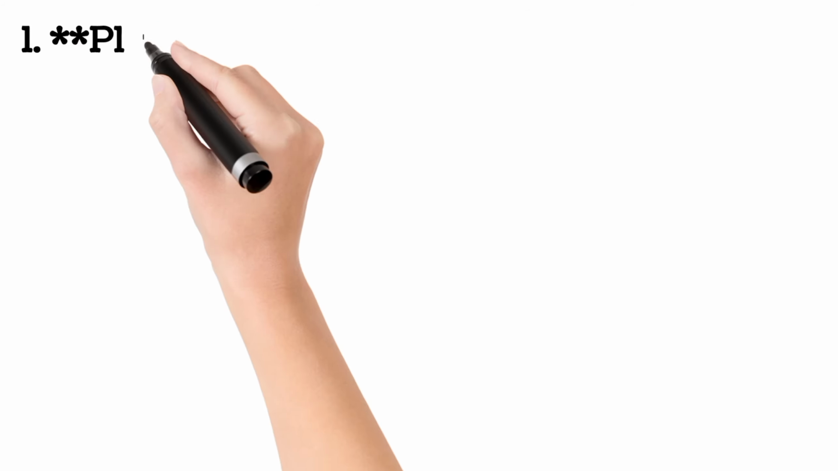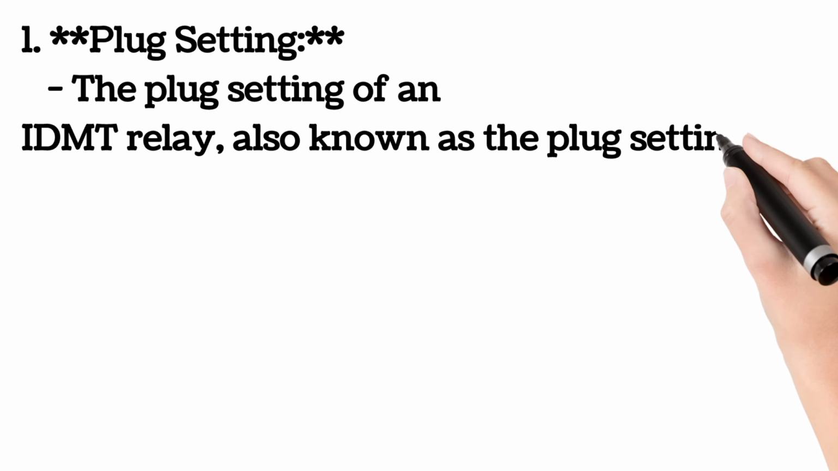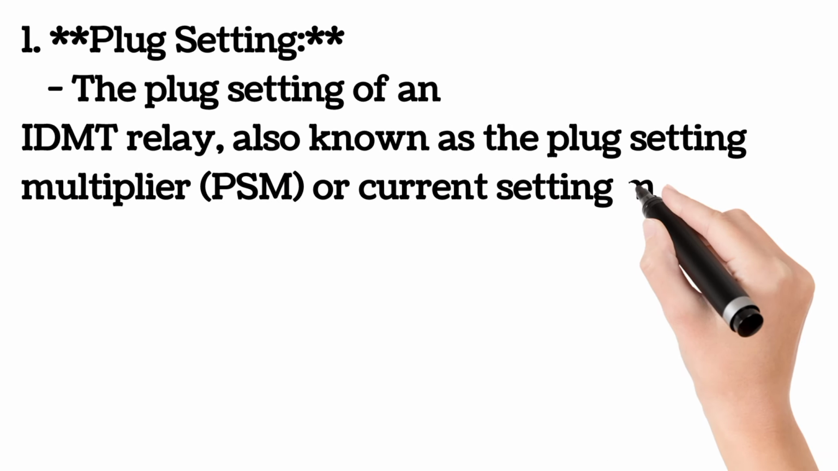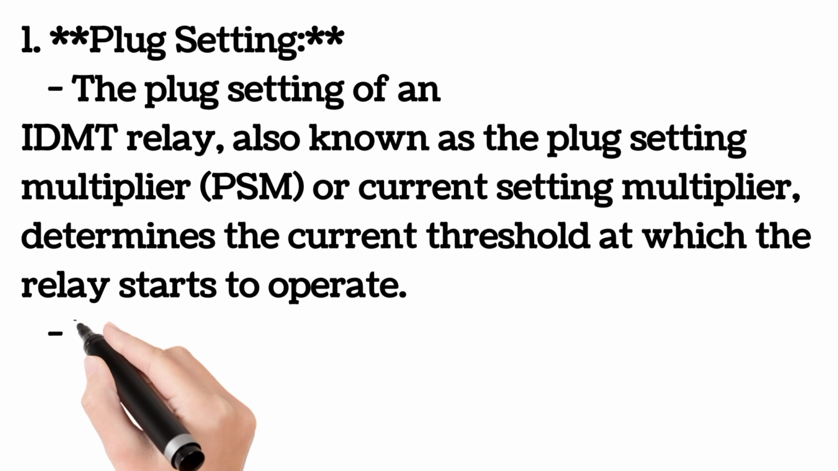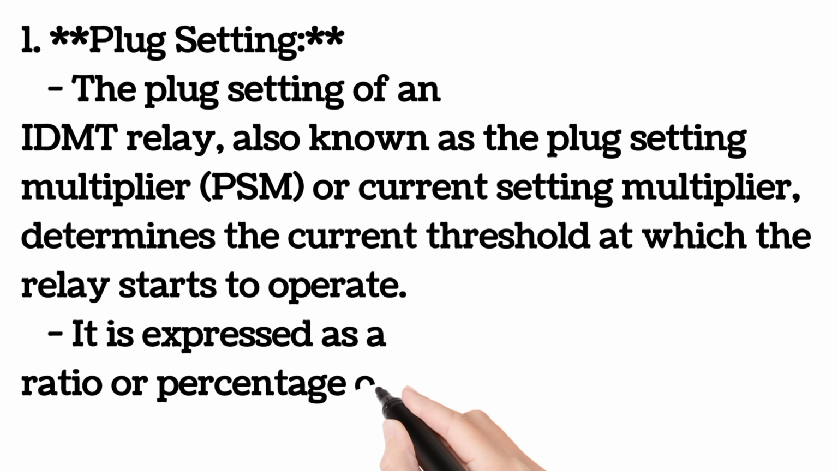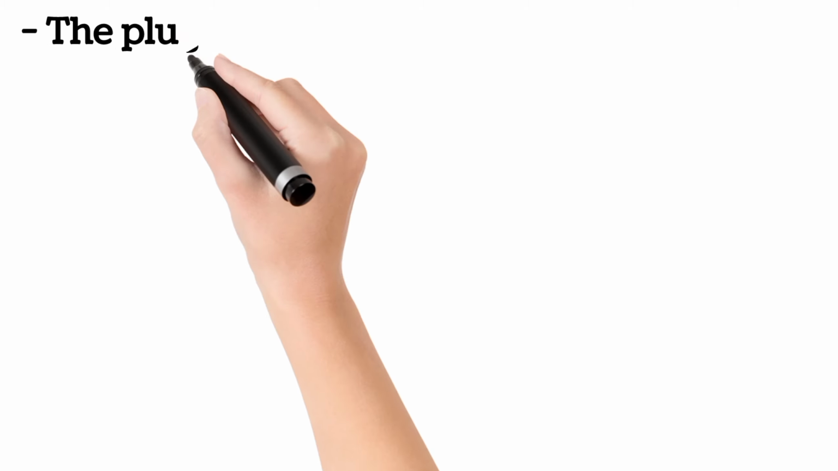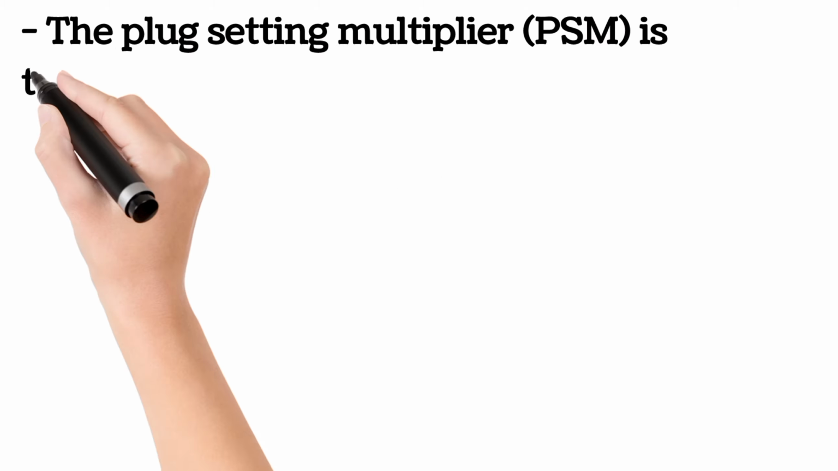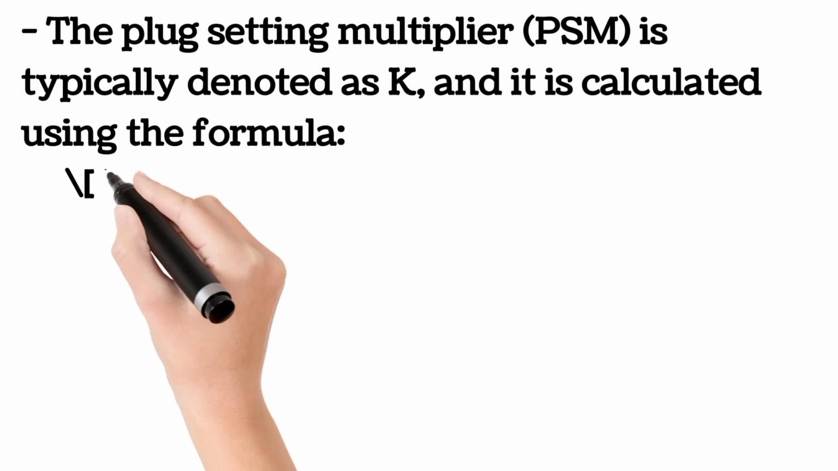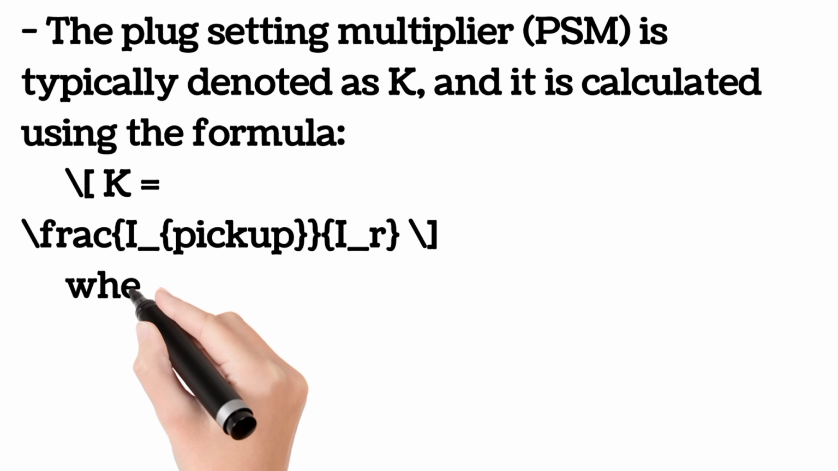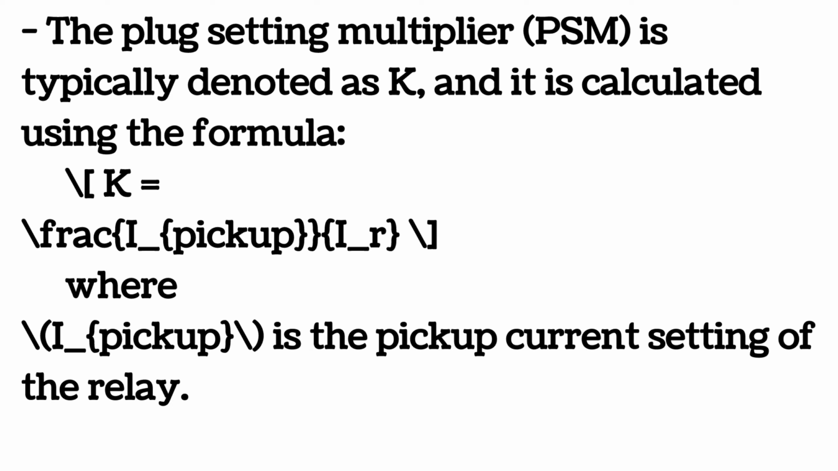1. Plug setting. The plug setting of an IDMT relay, also known as the plug setting multiplier (PSM) or current setting multiplier, determines the current threshold at which the relay starts to operate. It is expressed as a ratio or percentage of the rated current, I_R, of the protected circuit. The plug setting multiplier, PSM, is typically denoted as K, and it is calculated using the formula K = I_pickup / I_R, where I_pickup is the pickup current setting of the relay.